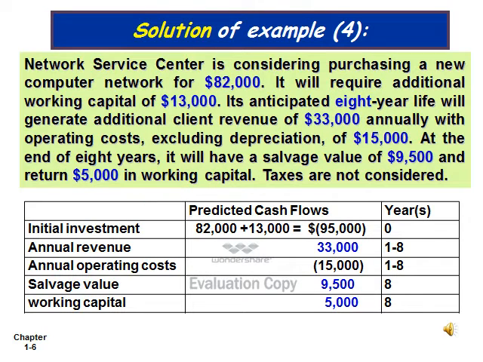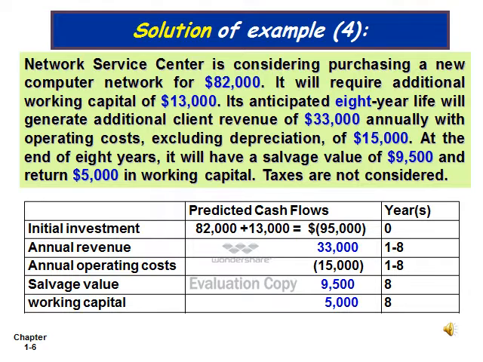Let us analyze the cash flows in this example. This company will purchase a computer network for $82,000. This amount is initial investment. The computer network will require additional working capital of $13,000. Also, $13,000 is initial investment. So the total initial investment in this example equals $82,000 plus $13,000 equals $99,000. This amount is cash outflows.